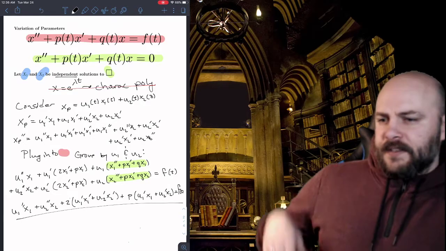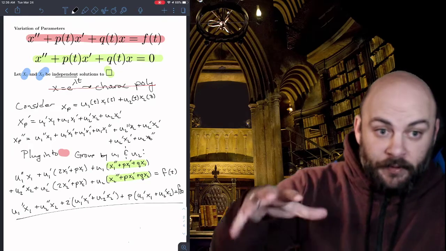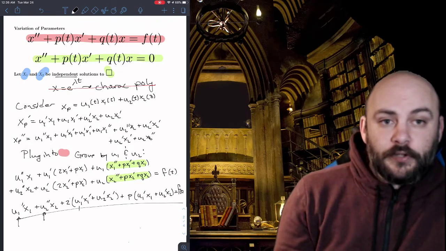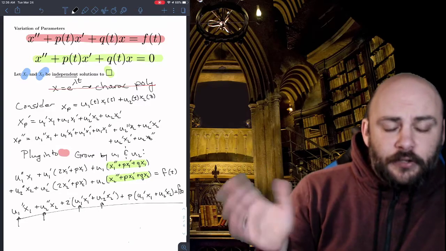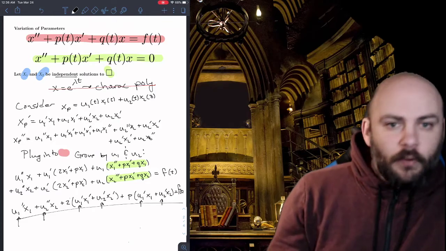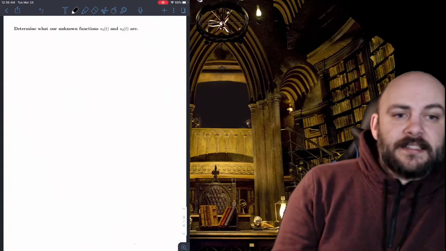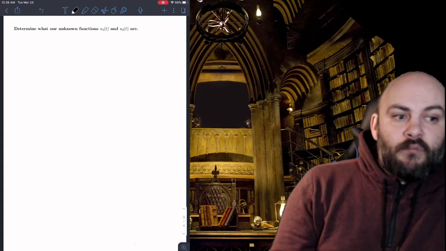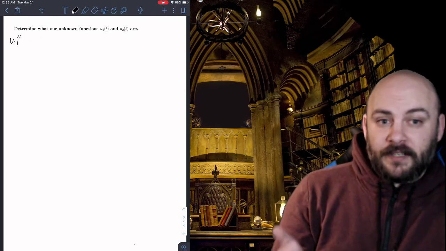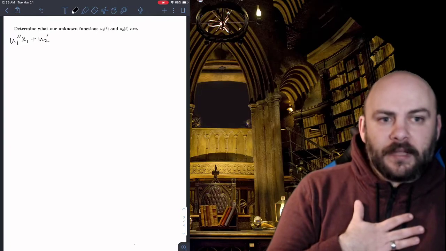And all this still needs to equal f of t. Now, this is what we have to work with. Here is the game that we're allowed to play. We need to figure out what u1 and u2 are. We can see that they turn up in the equation as second derivatives and first derivatives. Nowhere do they show up as u1 or u2. What we get to do is decide the rules behind u1 and u2, and as long as we never construct a contradiction of any kind, we're going to be a-okay.